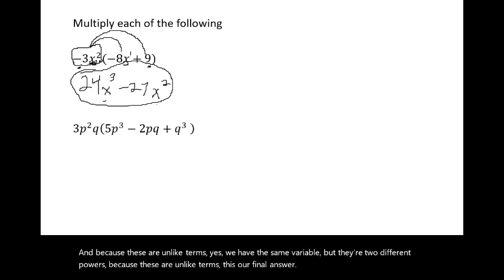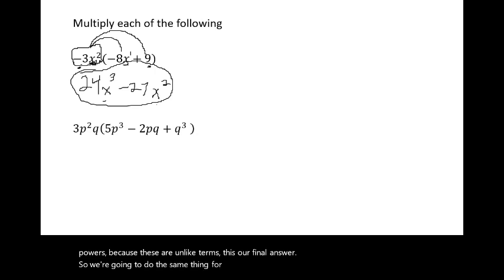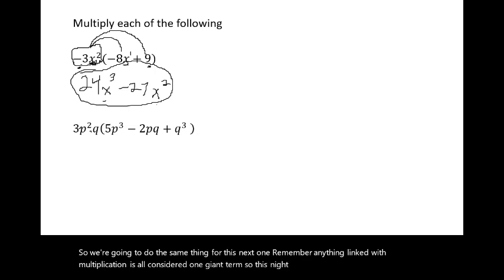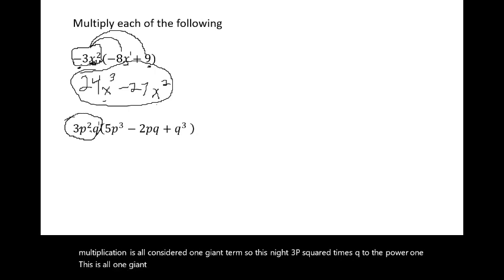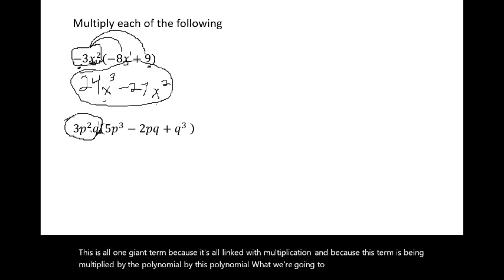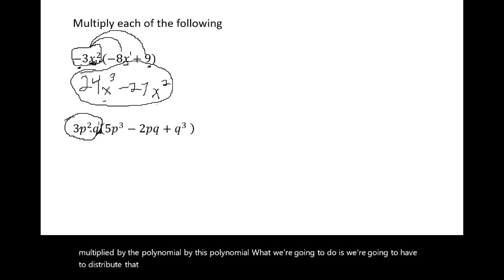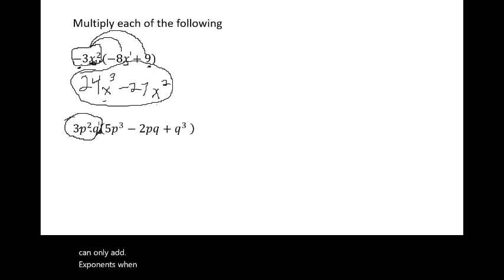So we're going to do the same thing for this next one. Remember, anything linked with multiplication is all considered one giant term. So this 3p squared times q to the power 1, this is all one giant term because it's all linked with multiplication. And because this term is being multiplied by this polynomial, we're going to have to distribute that monomial to every single term in the parentheses. And remember, you can only add exponents when the bases are the same.